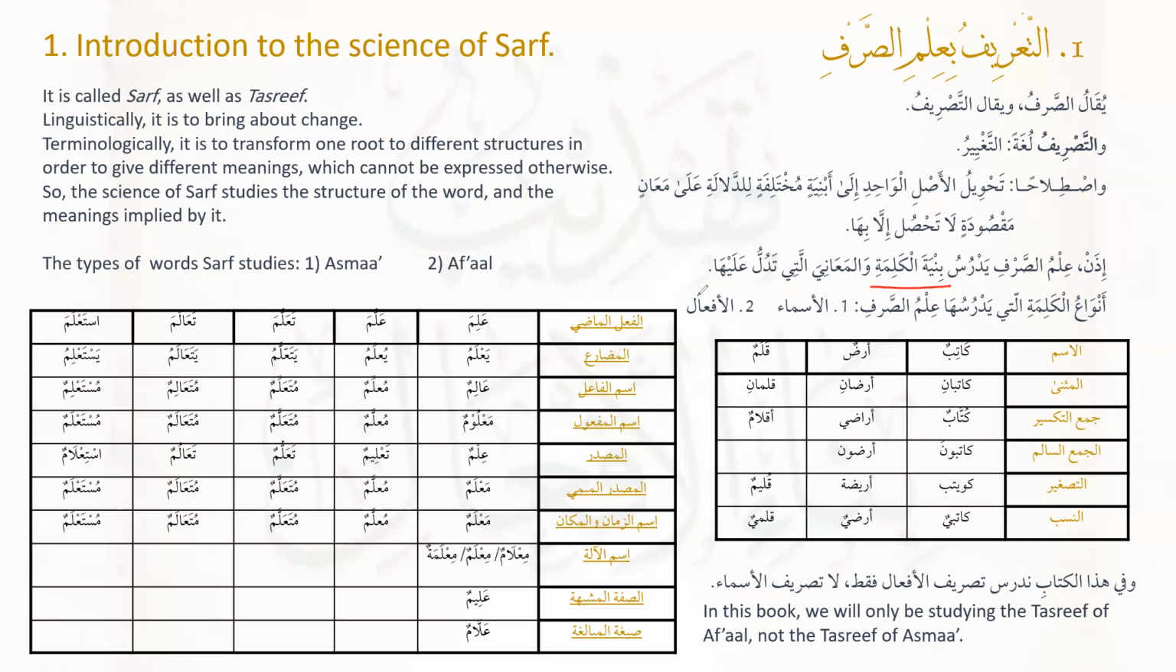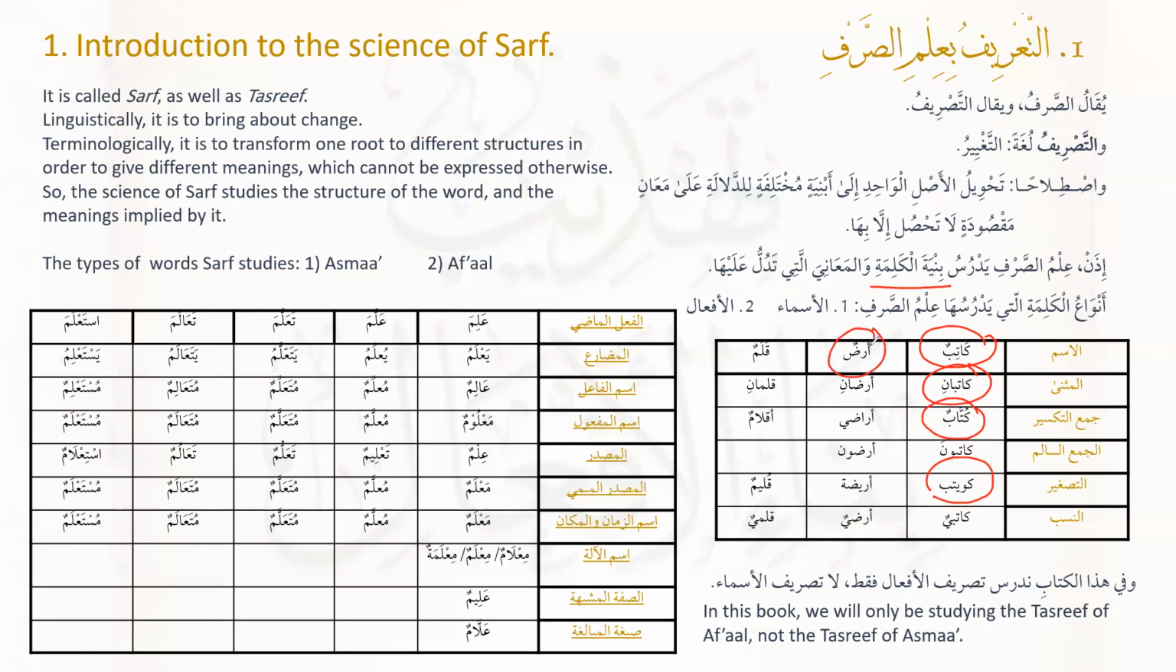So the ism also undergoes changes, and with the changes that it undergoes, the meanings change. For example, there is an ism that says katib. Katib means the writer. You make it katibani, it's two writers. Kuttabun, many writers. Katibun, also many writers. Kuwaitib, a small writer. Katibiyun, it's a nasab, meaning it's being attributed to a person who writes.